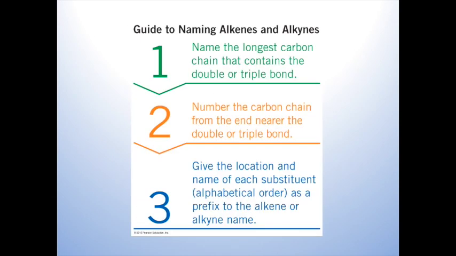So, in general, you name the longest carbon chain that contains the double or triple bond. Then you number the carbon chain from the end nearer the double or triple bond. Then you give the location and name of each substituent in alphabetical order as a prefix to the alkene or alkyne name.